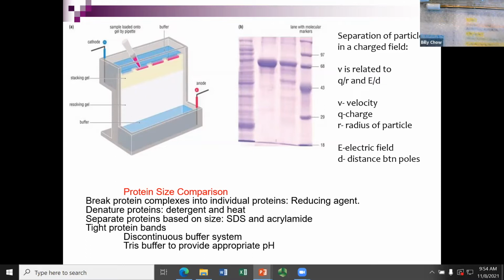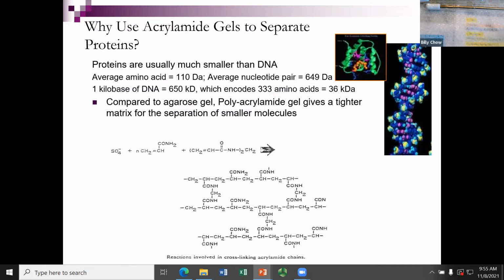So we are going to talk about protein size comparison, and we're going to talk about using reducing agents and using detergents, giving rise to reducing, non-reducing, denaturing, non-denaturing gels. For denaturing gel, basically you use SDS. And for reducing SDS-PAGE, you put in, as I talked about in the last lecture, some reducing agents such as beta-mercaptoethanol or DTT, dithiothreitol. And then the tight protein band is produced by the discontinuous buffer. So we're going to go through all these different items in this list in the lecture.